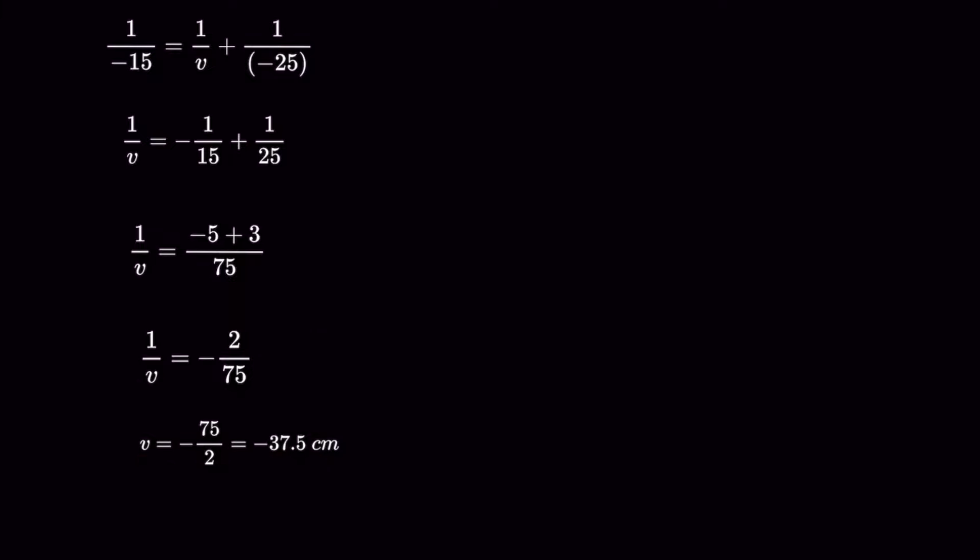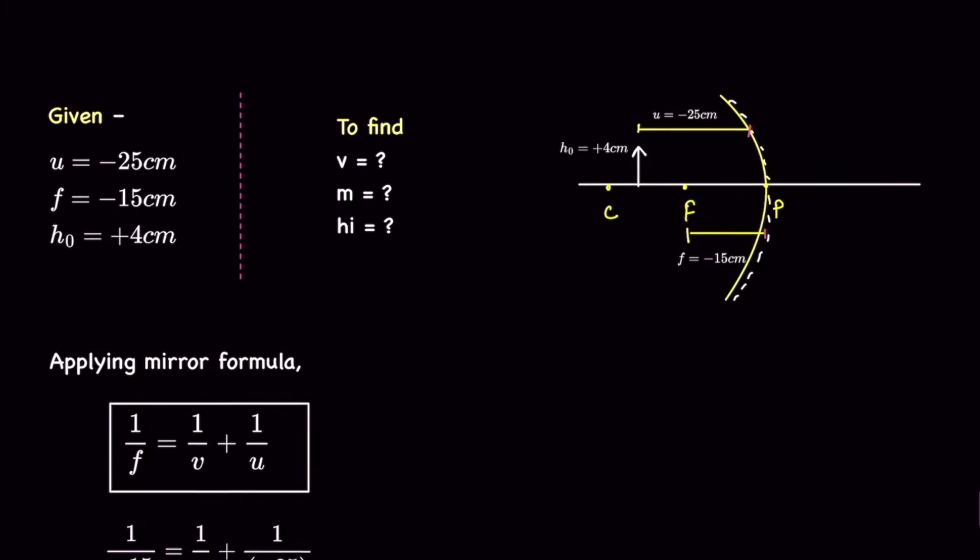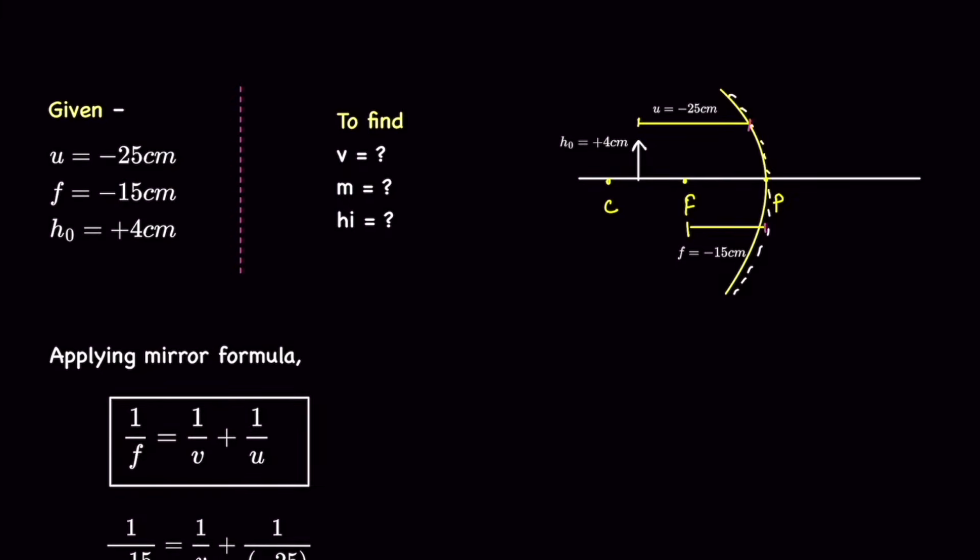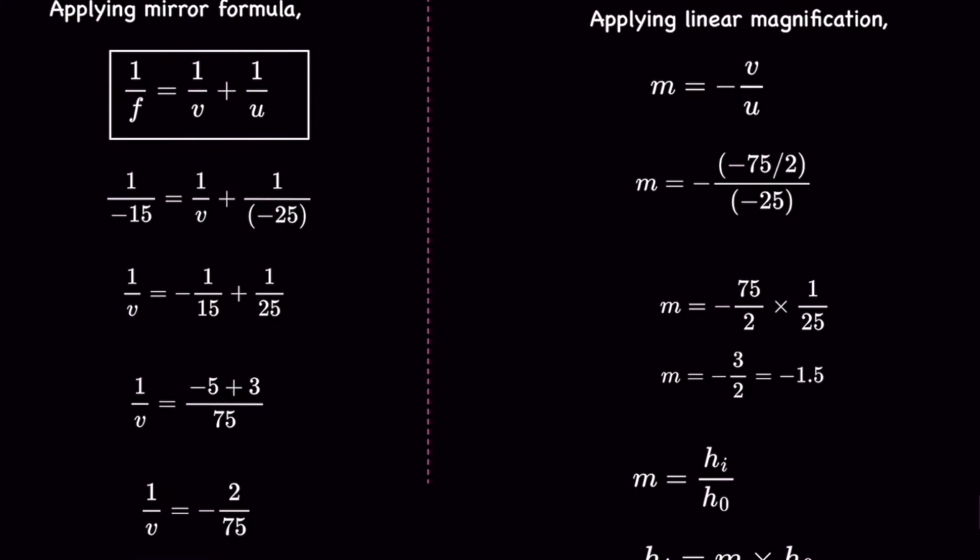Now we have to find the magnification. For finding the magnification, we will use the linear magnification formula. We know that m is equal to minus v by u. The v value is equal to minus 75 by 2, we got this value previously, and u is minus 25. If we solve it, m is equal to minus 75 by 2 into 1 by 25. So m is equal to minus 3 by 2, and it is equal to minus 1.5.